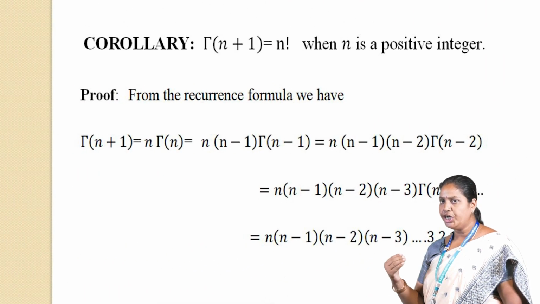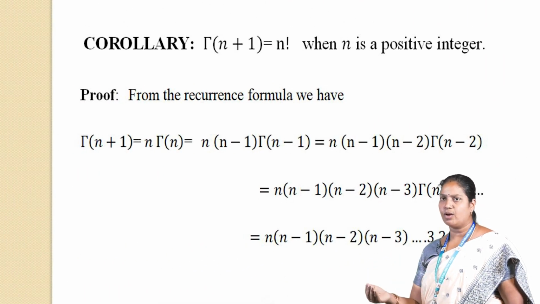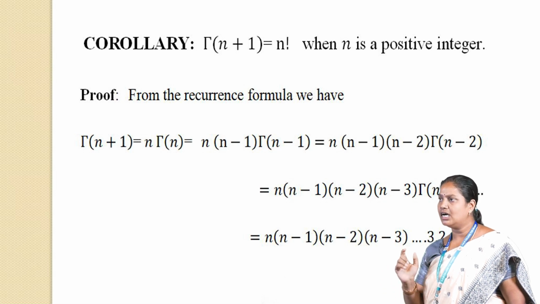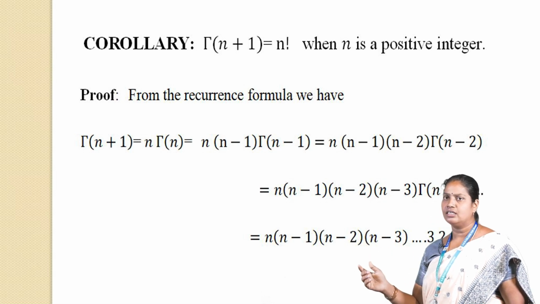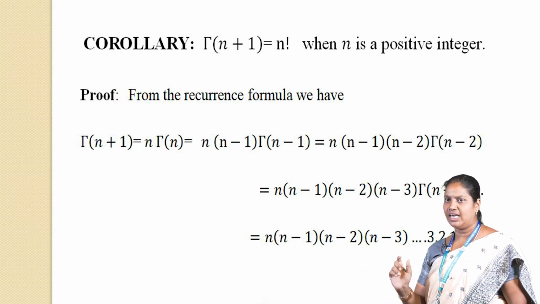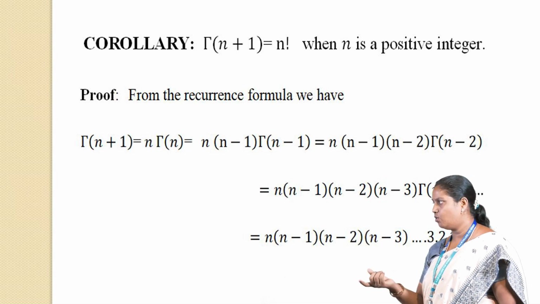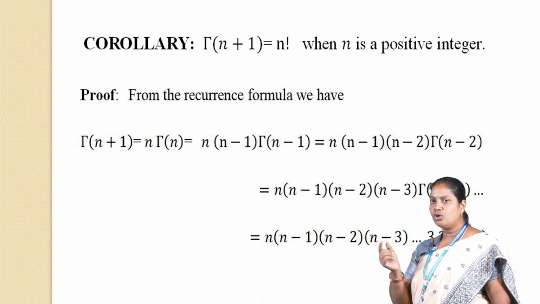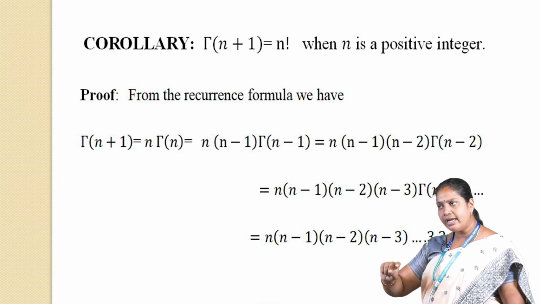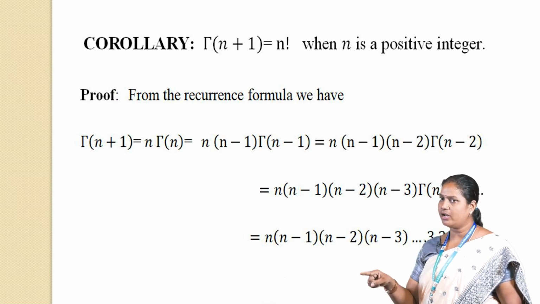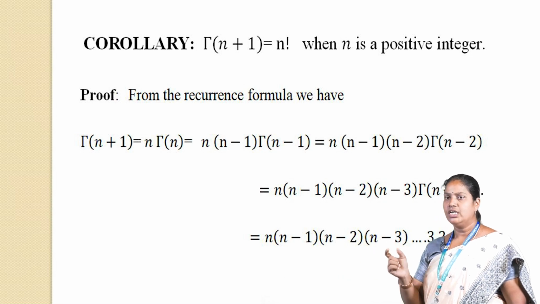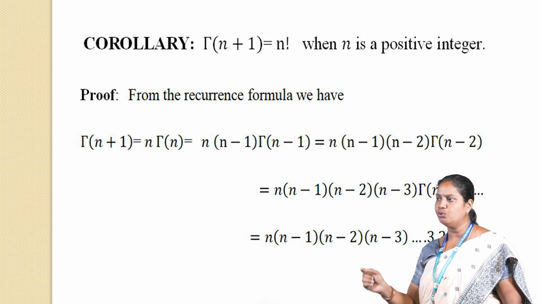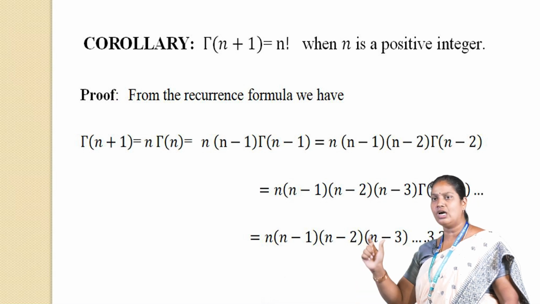Next we are going to use the recurrence formula to get the formula gamma of n plus 1 equal to n factorial, where n is any positive integer. How will we get this? From the recurrence formula we have gamma of n plus 1 is equal to n times gamma of n. So for n plus 1 we are getting n into gamma of n. So for n minus 1 we will get n minus 1 into gamma of n minus 1. So n into gamma of n will be equal to n into n minus 1 into gamma of n minus 1.